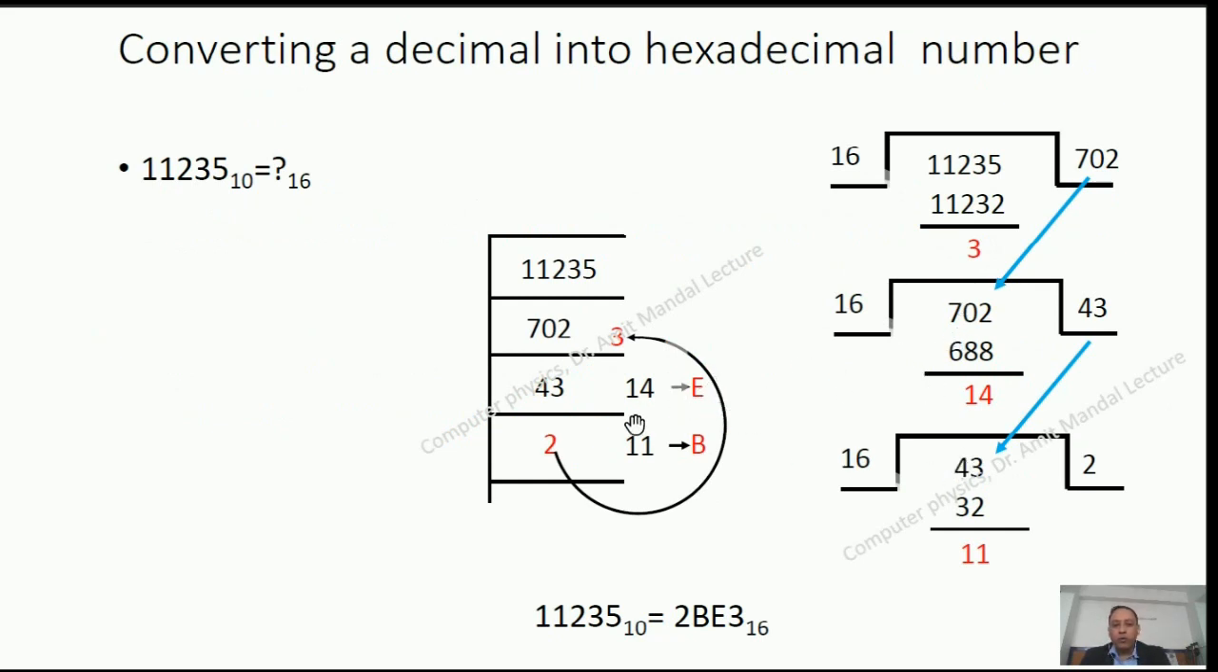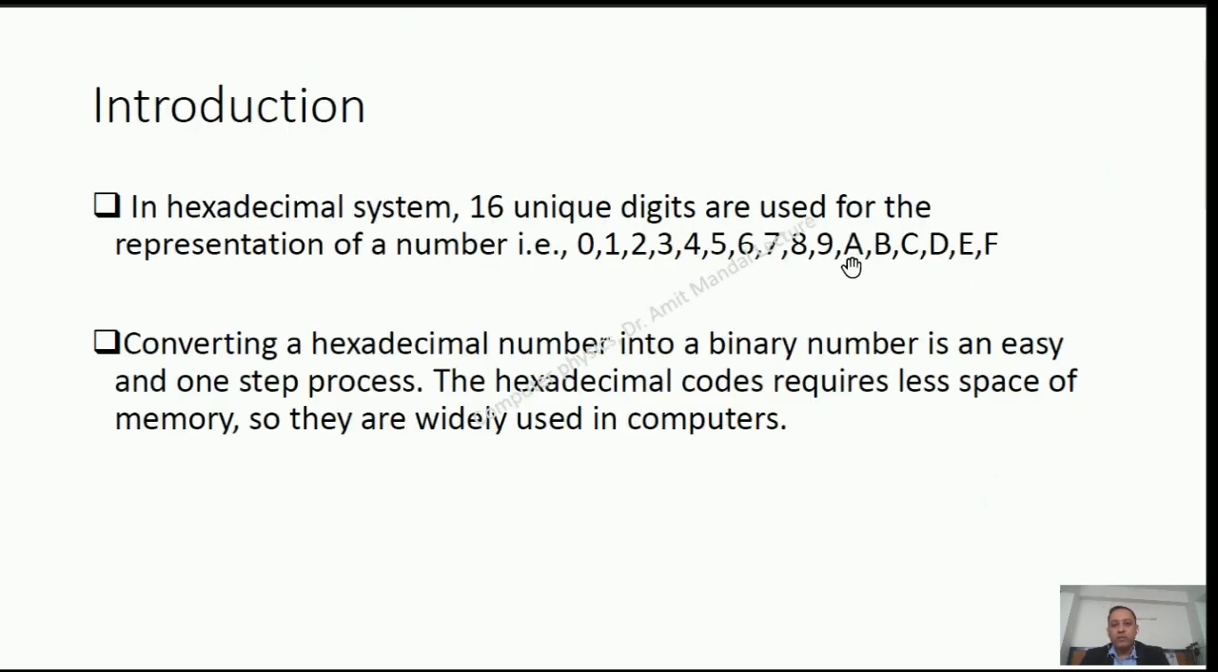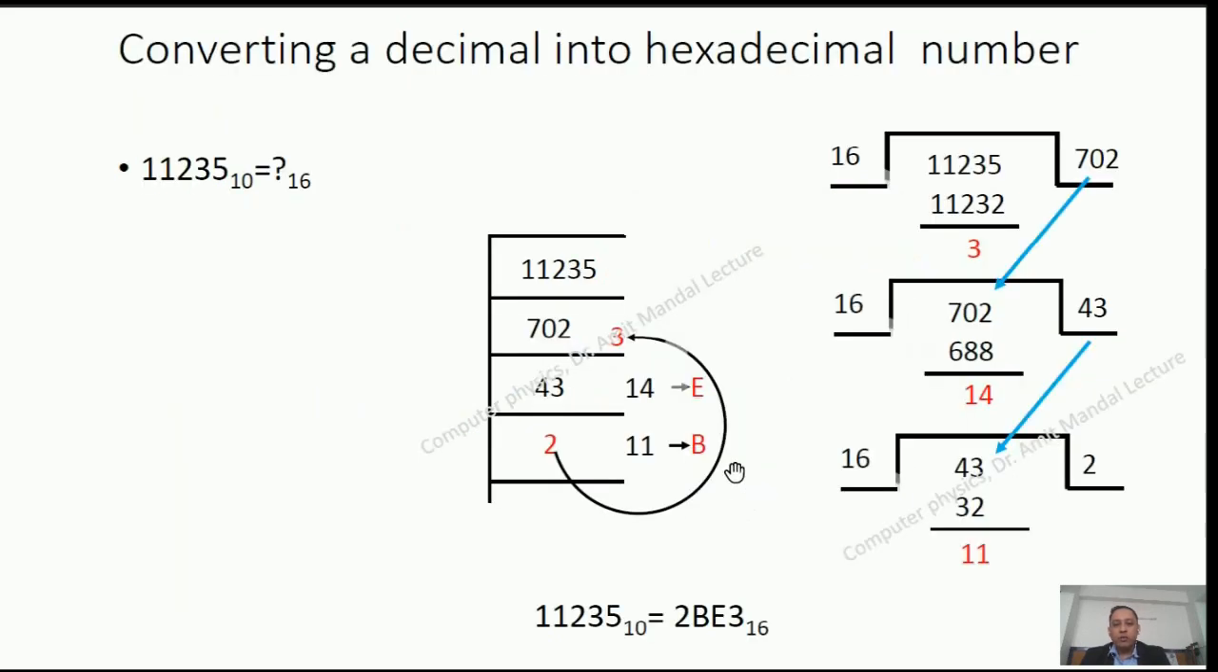Now this 43, again divide by 16. You will get some quotient, that is 2, and some remainder, that is 11. Now for 11, the symbol is actually B. A is 10, B is 11. Now you have to continue this process until you get a quotient which is less than 16. Once you get a quotient which is less than 16, over here 2 is less than 16, now you have to stop. Now, as I have shown with this arrow, in that order you have to write the number: 2, then B, then E, then 3. So 11235 decimal is equal to 2BE3 hexadecimal.